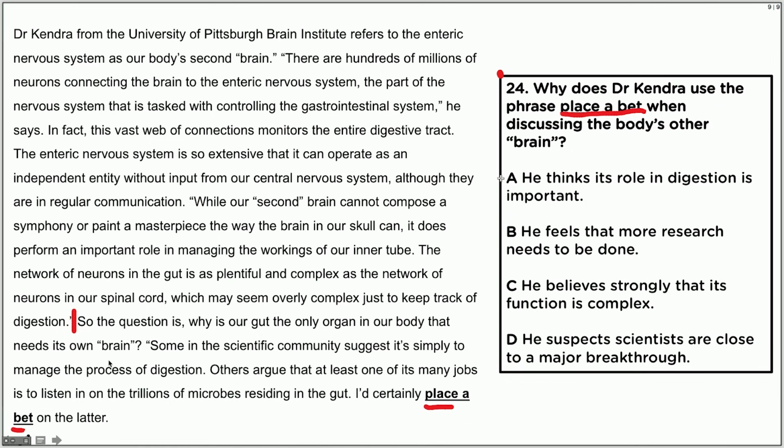So let's look at A. He thinks its role in digestion is important. Yeah, let's put a question mark there. B, he feels that more research needs to be done. It's certainly not suggesting that. The phrase place a bet really has nothing to do with that.